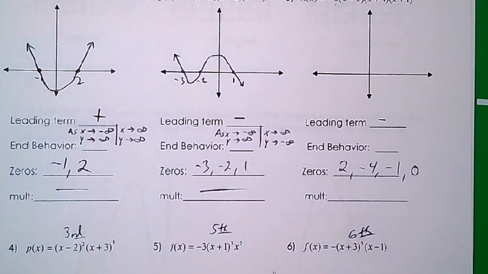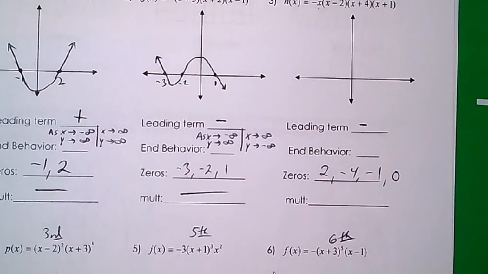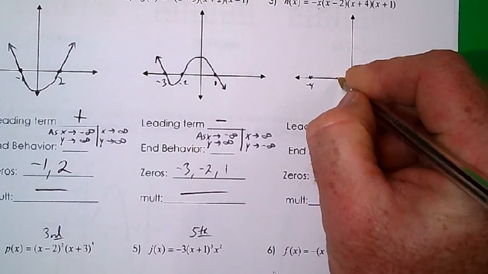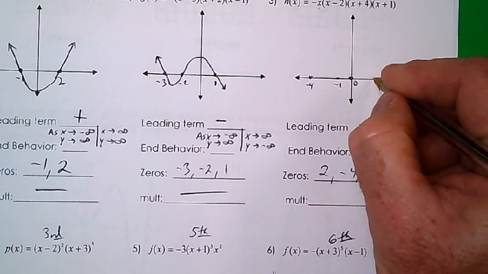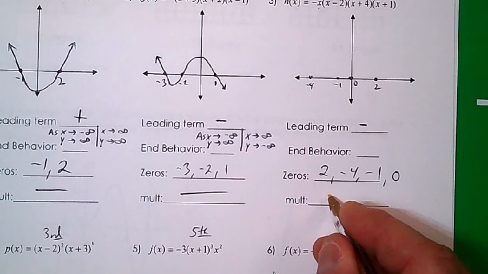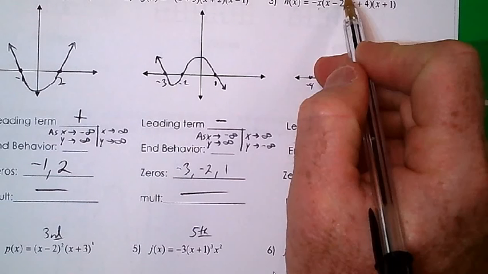All right, let's look at the next one. Let's go ahead and list our zeros. The zeros are negative 4, negative 1, 0, and 2. Again, multiplicity is 1 for each of these zeros, so you don't need to worry about it other than to know that the curve is going to go straight through every one of those points. Our degree is 4th. Our leading coefficient is negative.